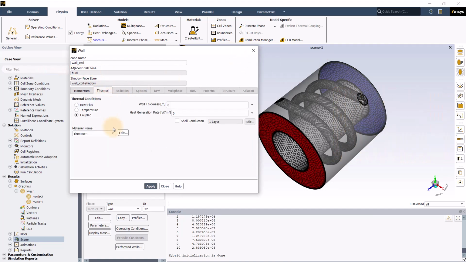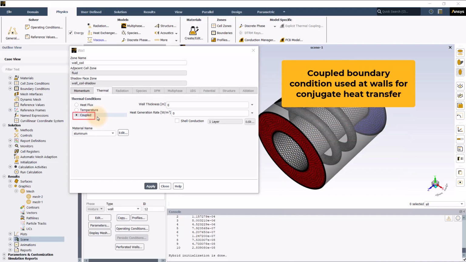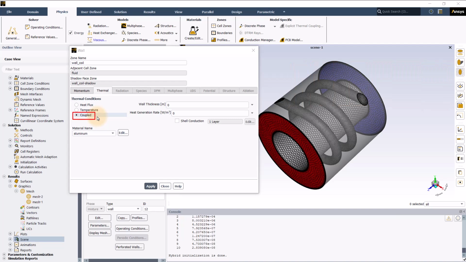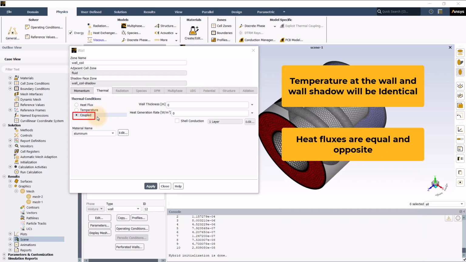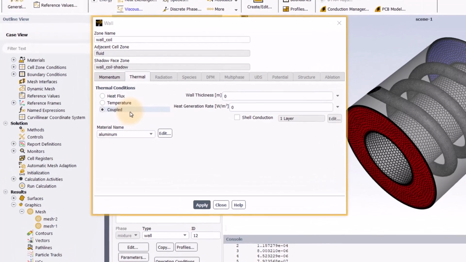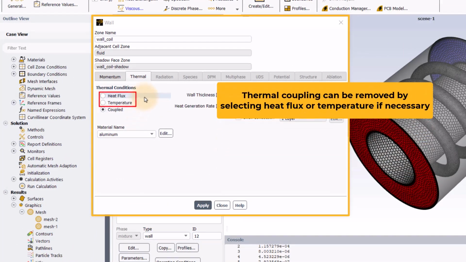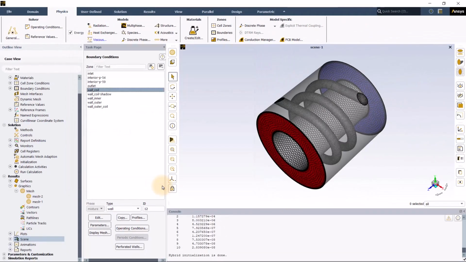For a conjugate heat transfer problem, the boundary condition used at the wall is the coupled boundary condition. This means that at every mesh face on a wall, the temperature at the corresponding mesh face on the shadow wall is identical, and the heat fluxes are equal and opposite. It is possible to break the thermal coupling between the wall and its shadow by selecting heat flux or temperature, but there are few, if any, circumstances where it would be physically meaningful to do so, and it would also no longer be a conjugate heat transfer model because the heat transfer in the fluid would be independent of the heat transfer in the solid.